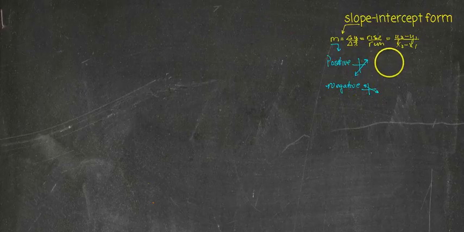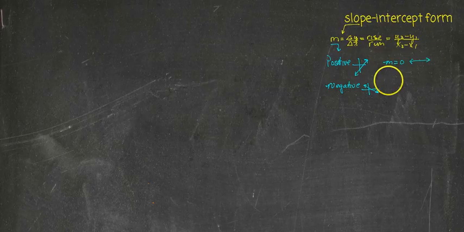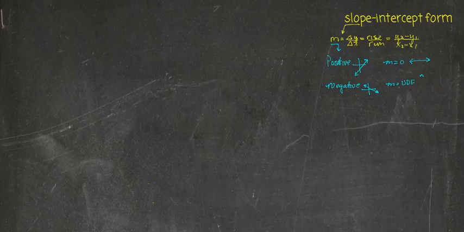A slope can also be 0, meaning M equals 0, and that's always a horizontal line. And then the slope could be undefined, UDF, being the shorthand for undefined, and that's a vertical slope.